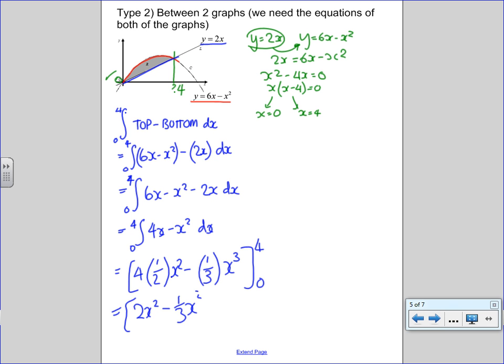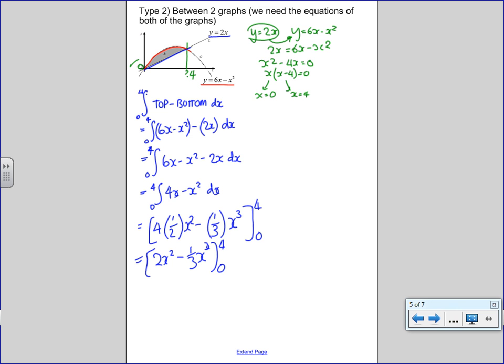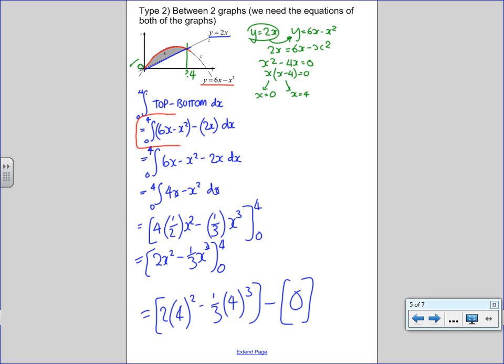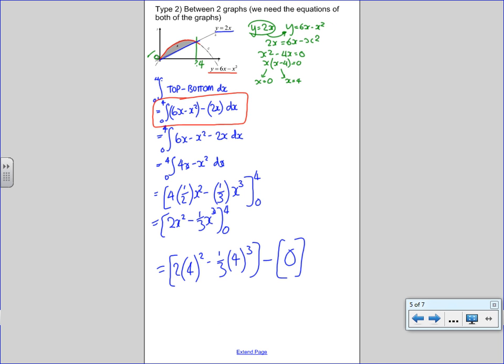X to the 3 between 4 and 0. Right. So I know what my last bracket's going to be. Noticing this pattern, this one is going to be 2 times 4 squared minus 1/3. What I'm going to do is type this into the calculator and see what the calculator says. Integral. Meanwhile, I'm going to work this one out.